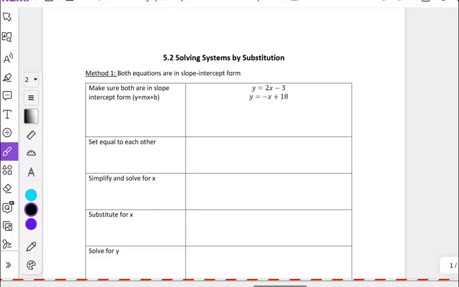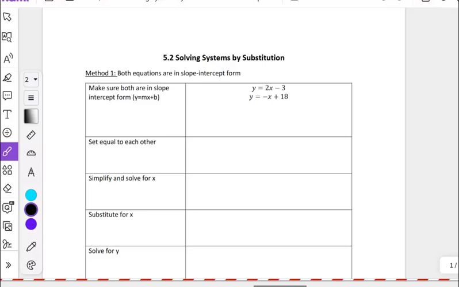Okay, so this is solving systems by substitution. The first method is when both equations are already in y equals, or they're solved for one variable. It doesn't necessarily have to be both solved for y, maybe they're both solved for x. It's the same steps. So the first thing we're going to do, they're both y equals 2x minus 3 and y equals negative x plus 18, so set equal to each other.